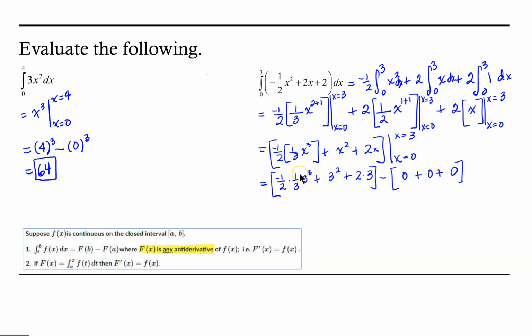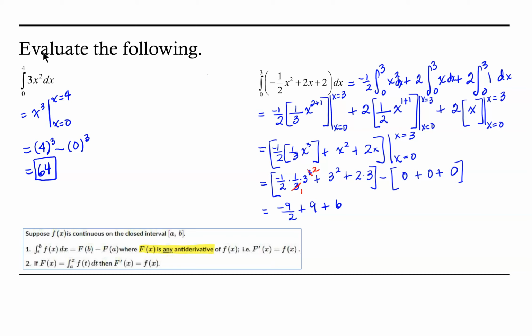Now, the reason I didn't multiply the -1/2 and the 1/3 is I noticed that this 3 in the denominator can simplify with one of the 3's in my 3 cubed. So instead of 1/3 times 3 cubed, it can just become a 3 squared. So then now we have -9/2 plus 9 plus 6.